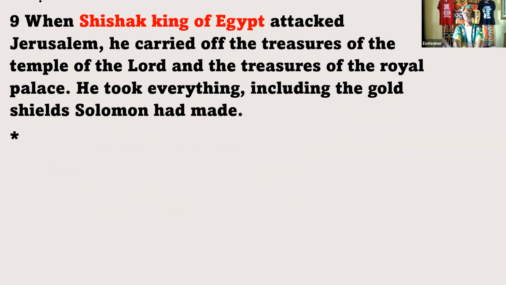So when Shishak, king of Egypt, attacked Jerusalem, he carried out the treasures of the temples of the Lord and the treasures of the royal palace. He took everything, including the gold shields Solomon had made. Again, if you're reading the Bible and you read back before, there is a chapter and verses that talked about those gold shields that Solomon made, and they were full gold, which shows us even more and more. This is all happening on the continent of Africa.